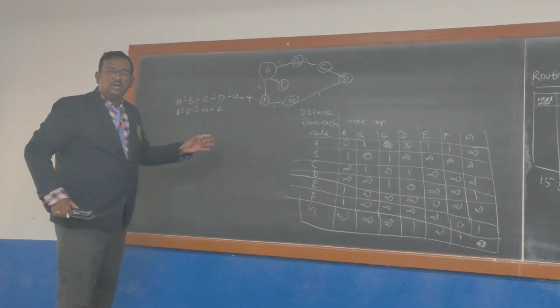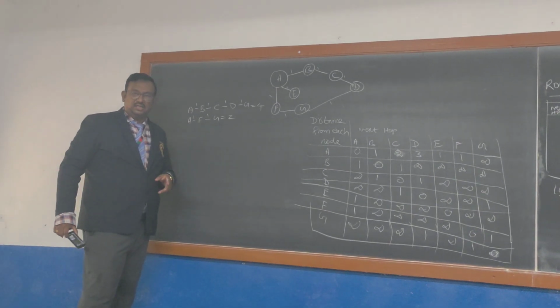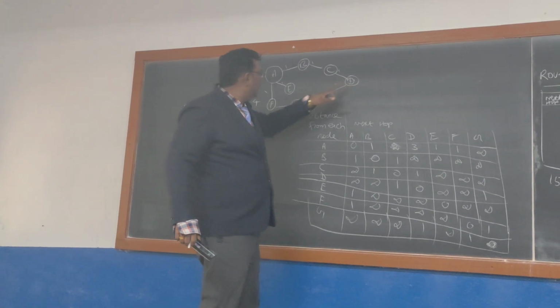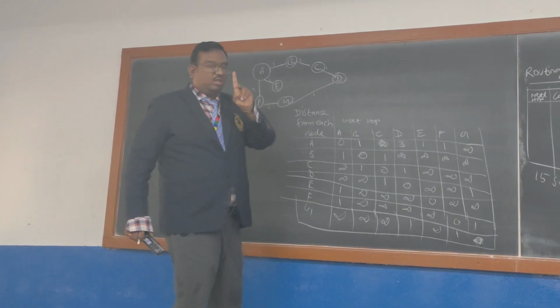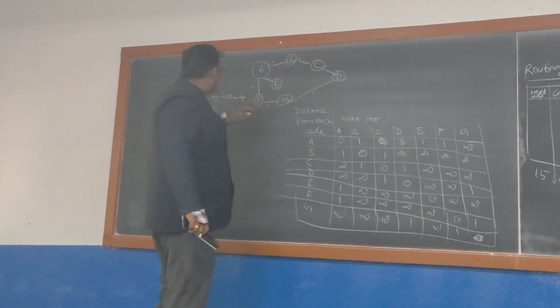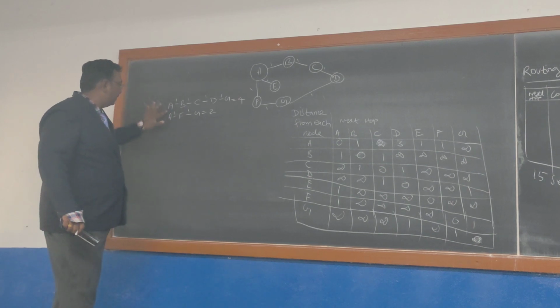So here what you are going to do is take the minimum cost. This is a very important point. If you take from A to G, you are going to have 2 routes. One route is A to B, B to C, C to D, D to G. That is what we have written here.